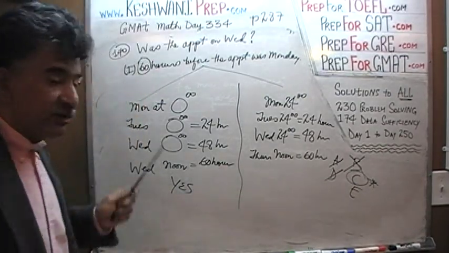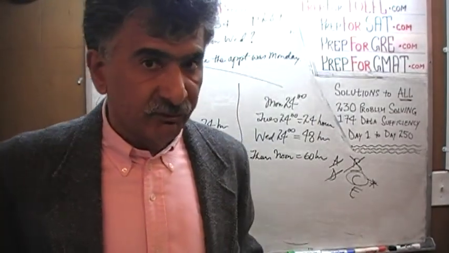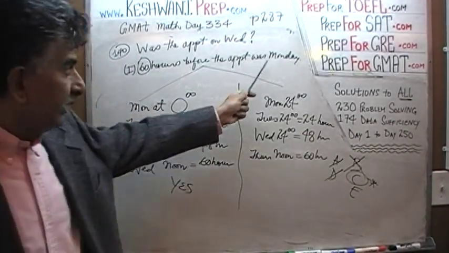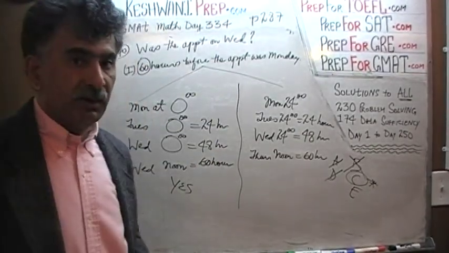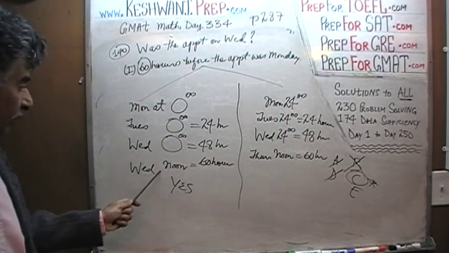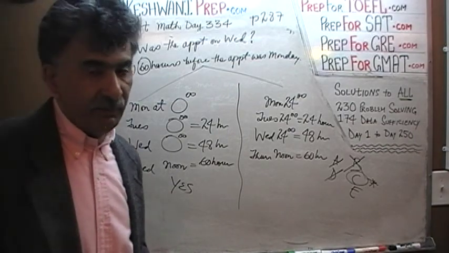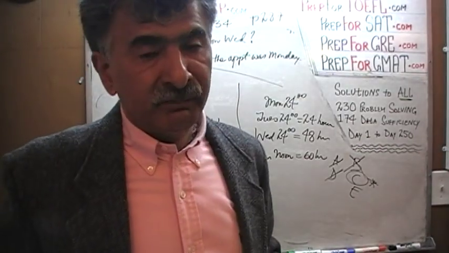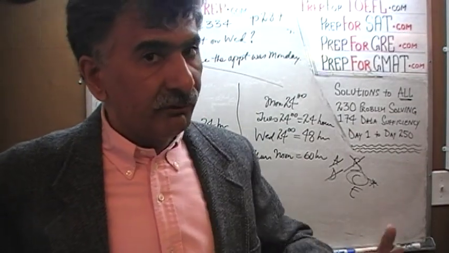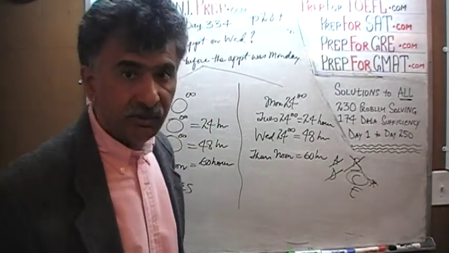So all we can get out from the first statement is that, based on the fact that 60 hours before his appointment was Monday, we can tell for certainty that his appointment must have been somewhere between Wednesday noon and Thursday noon. But we cannot tell exactly when the appointment was. We cannot tell his appointment was on Wednesday. It could be anywhere between Wednesday noon and Thursday noon. That's all the first statement tells us. The first statement does not do the job.